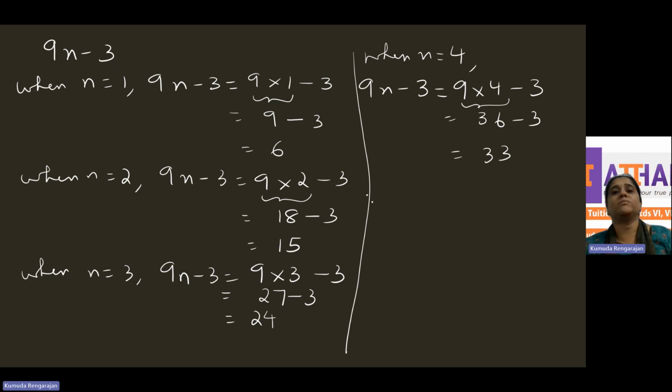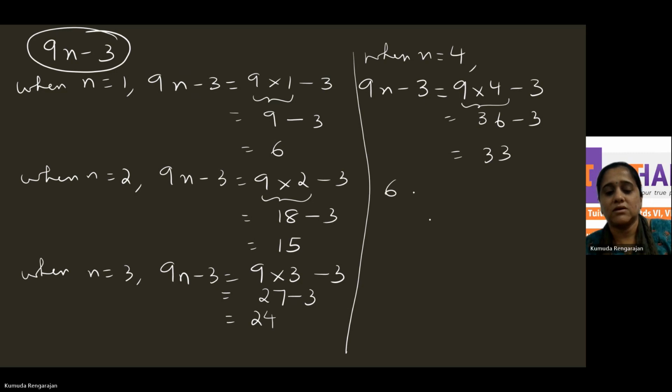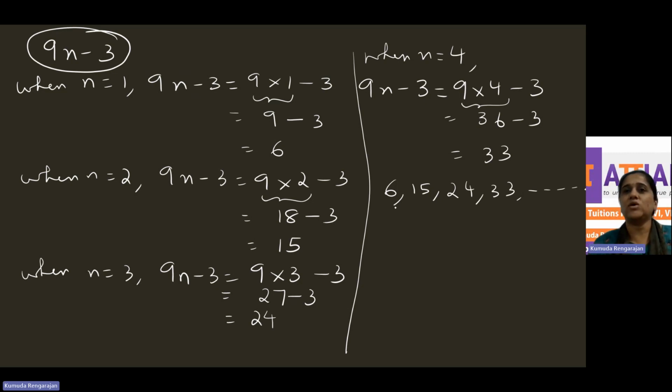So what are the first 4 terms, Satakshi? For this rule 9n minus 3, what are the first 4 terms? I'll write 6, 15, 24, 33. Yeah, 6. What is the separator? How will you separate 2 terms? With a comma. 6, comma, 15, comma, 24, comma, 33. And it goes on like that.